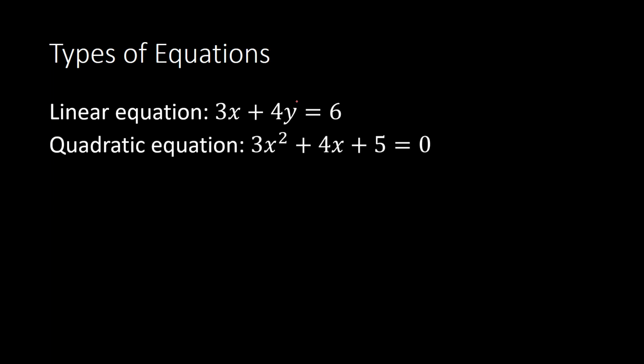And the first type is what we call a linear equation. At the beginning of this course, we were dealing a lot with linear equations: how to graph a line, how to find the slope, etc. A linear equation is something where the x and the y terms are both raised only to the first power. So we see we have 3x to the first power and 4y to the first power. Whereas a quadratic equation is when one of the terms is raised to the second power, such as 3x squared plus 4x plus 5 equals 0.